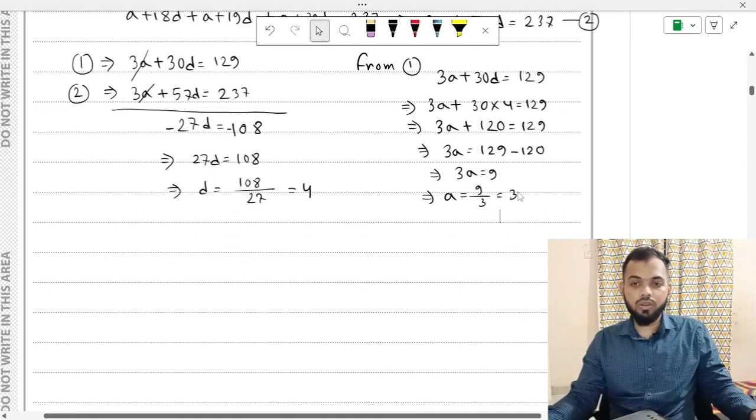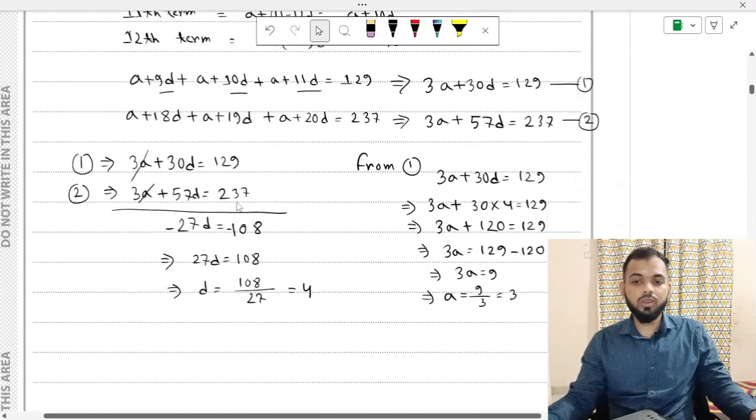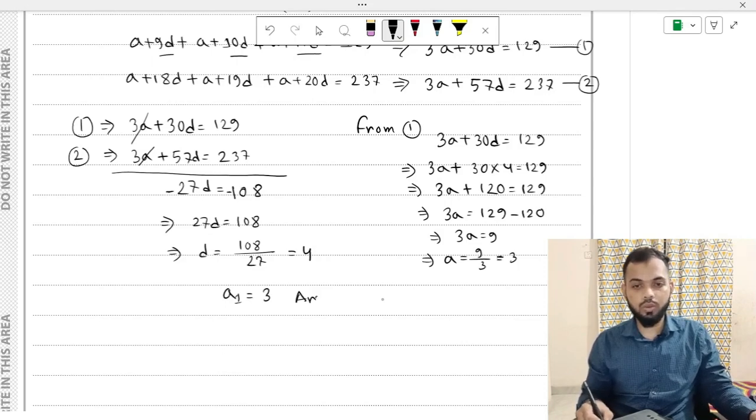So we got our first term here and we got the common difference also, and the question is asking about a1. So basically this is our a1, which is the first term, and we can write a1 as 3. This is going to be our answer.